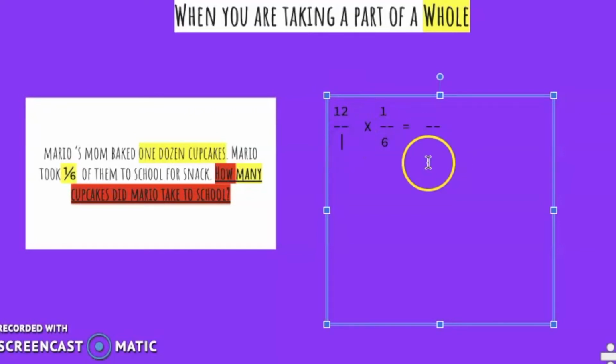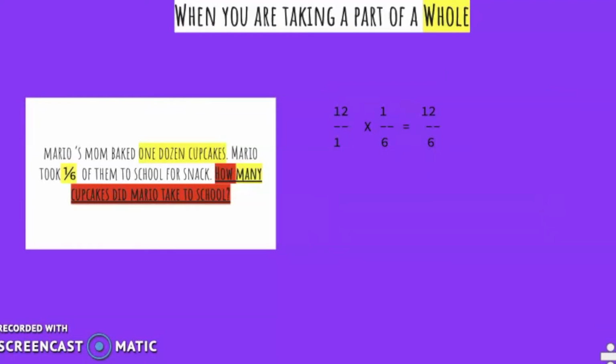And remember, guys, we cannot leave our whole number. We have to turn it into a fraction, and you simply do that by putting it over a 1. So now I'm ready to multiply. 12 times 1 gives me a numerator of 12. And 6 times 1, same thing, will give me a denominator of 6. So now, in this case, I have 12 over 6.